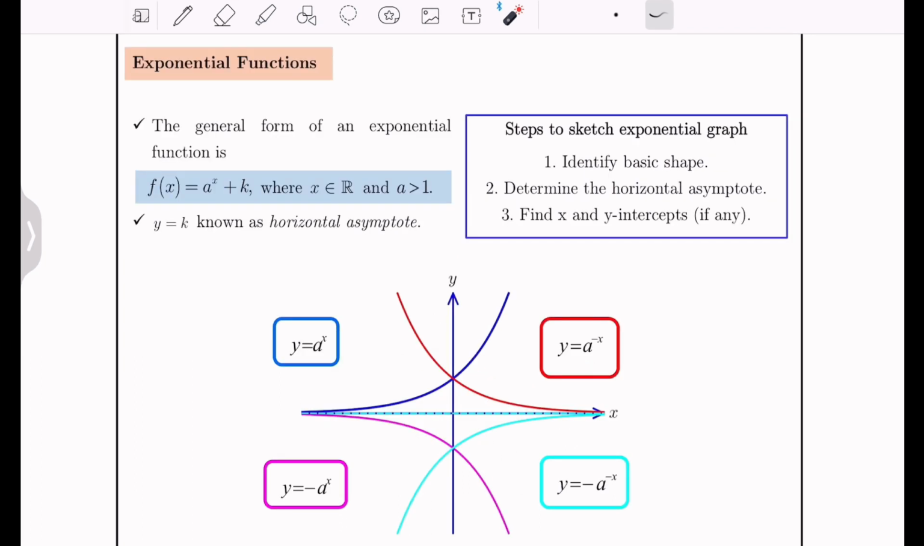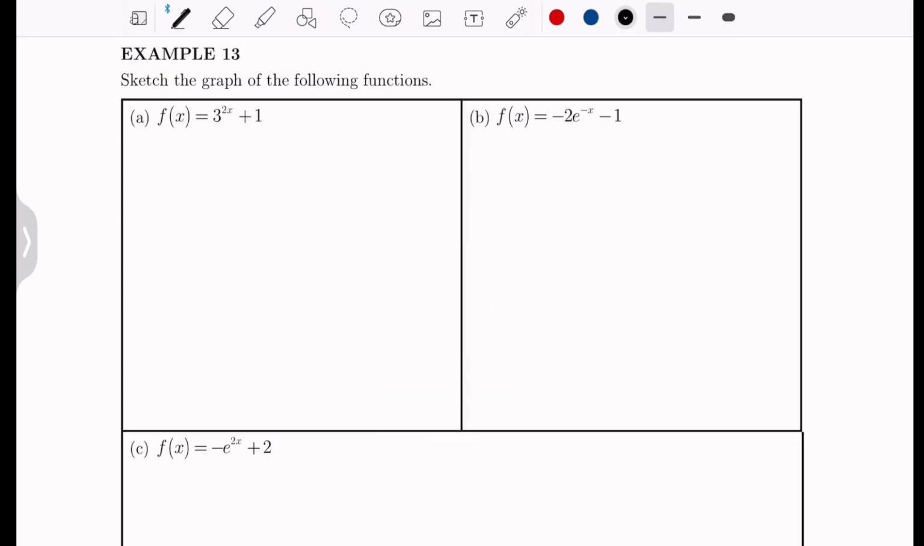After identifying the basic shape, we have to determine the horizontal asymptote. As we learned earlier, the horizontal asymptote can be obtained from the general form, y equals k. After that, find the x and y intercepts if we need to. Example 13, sketch the graph of the following functions. So a, f(x) equals 3 to the power 2x plus 1. So first we have to determine the basic shape. We have positive a, positive x.